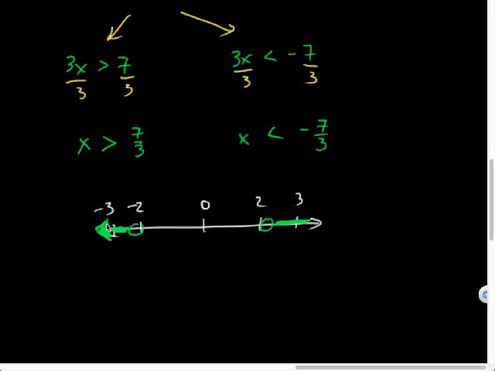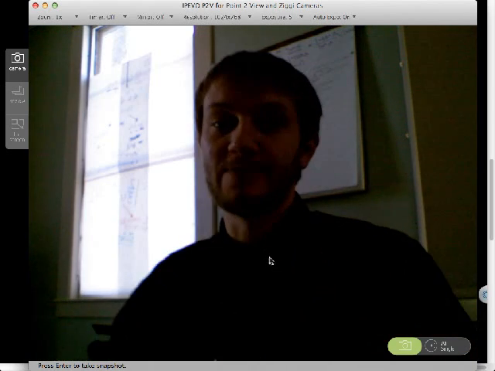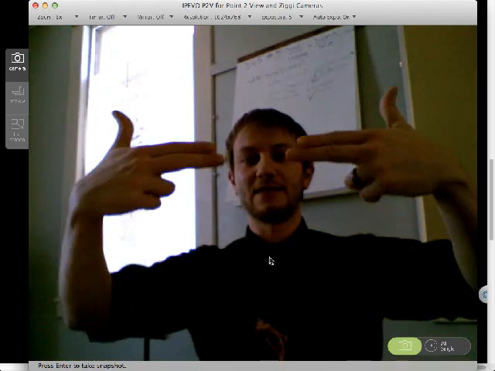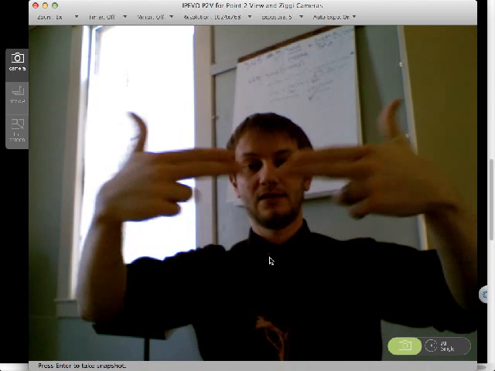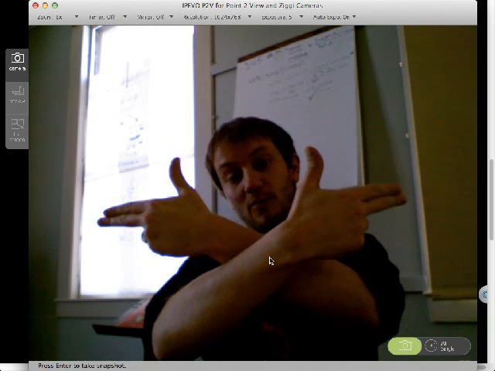So it's going to be an OR problem. When I write my answer, I just throw a little OR right in between, and then box it. And if I want to write that in set notation, I could do that. My rule of thumb: I think of the shading. If it's pointing towards each other, then it's an AND problem. If they're pointing away from each other, it's an OR problem.